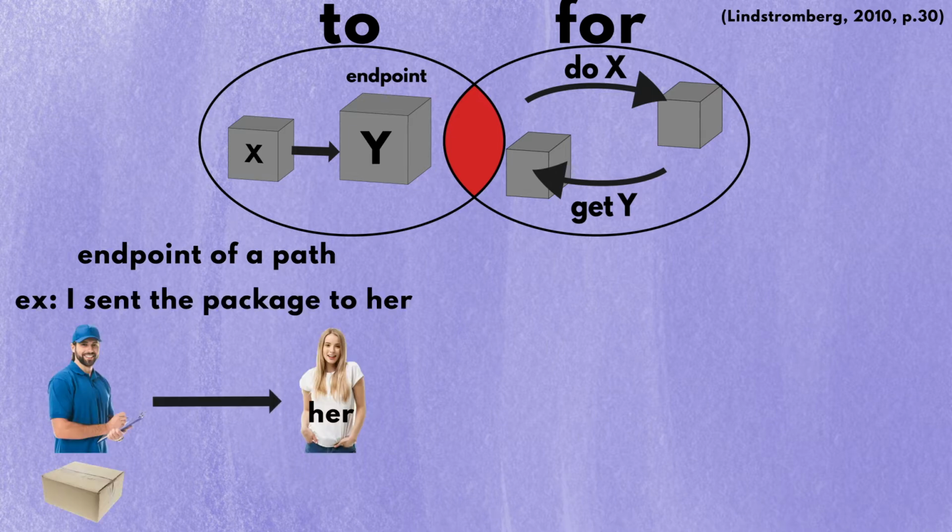For instance, "I sent a package to her" means that the endpoint of the package shipping was her. However, the word "to" doesn't tell us anything about who that package was for. For instance, although the package was sent to her, the package may have been meant for her mother.